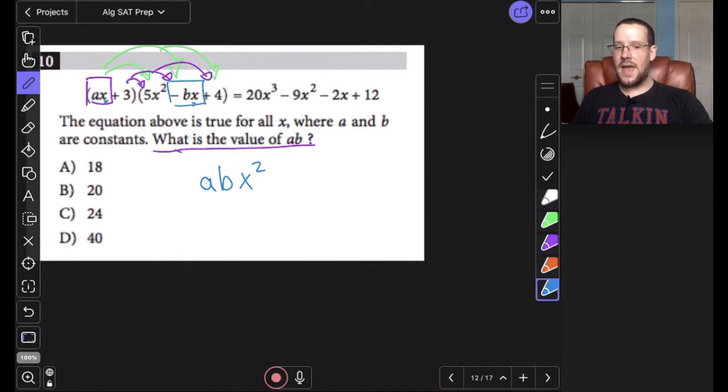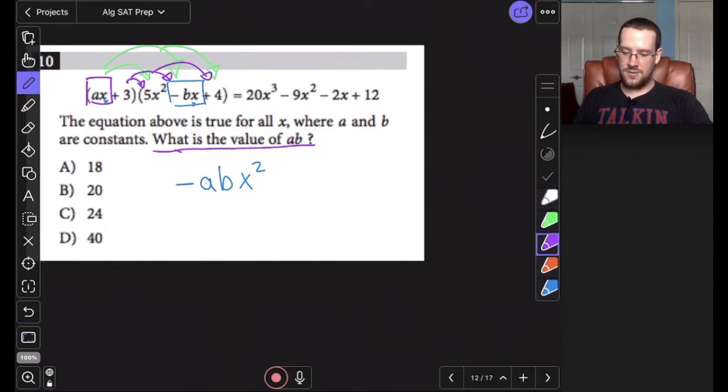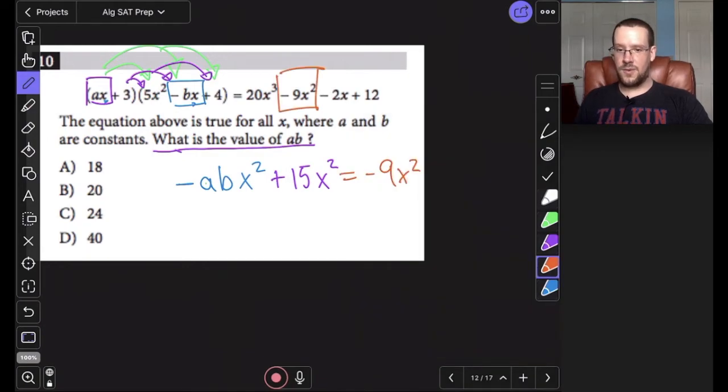Now what is my other x squared term in that whole line of, oh, this would actually be negative x squared. This would be a negative. And so what's my other x squared term? It's going to be this 3 times 5x squared. So 3 times 5x squared is going to be a positive 15x squared. And what is my final x squared term? It's negative 9x squared. Okay, so what number plus 15 is equal to negative 9?